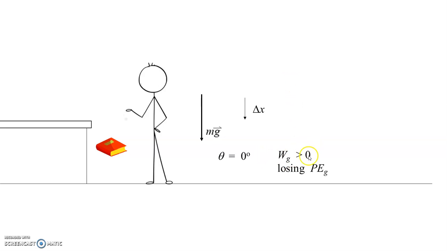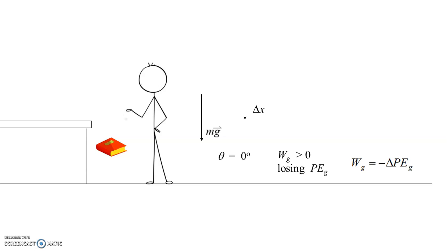So look what happened. When the work done by gravity is positive, the system loses gravitational potential energy, and that's what the equation says. When the work done by gravity is positive, we have a negative change in gravitational potential energy. The system loses gravitational potential energy.